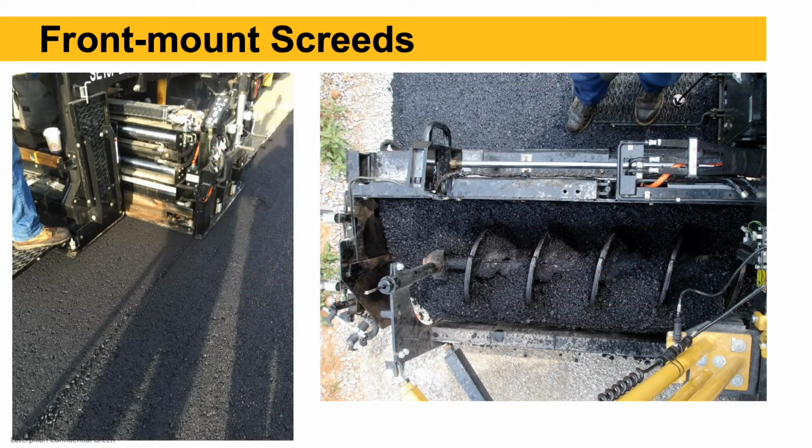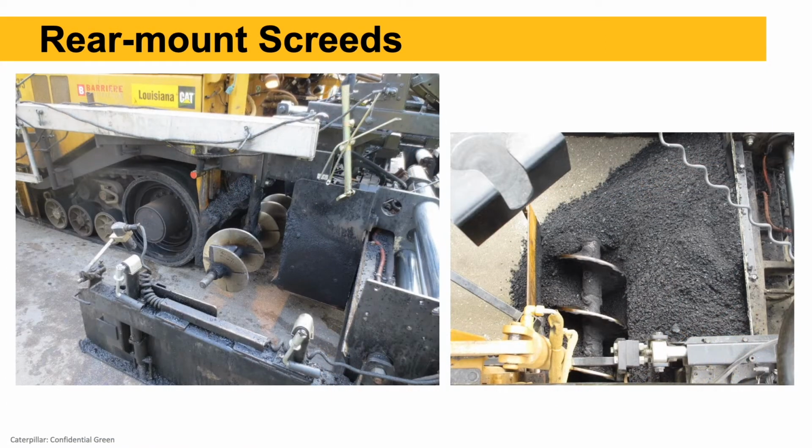On a front mount screed, again, as you can see in the picture on the left side there, you can kind of see the guy's foot there on the catwalk behind the main screed. The extender with the hydraulic bars on it is in front of that main screed. So that's a front mount screed. On the right side picture, if you look down into that screed area, you'll see a very narrow area on that front extender where the mix sits and the augers are. On a rear mount screed, on the left side picture, you can see the extenders are behind the main screed.